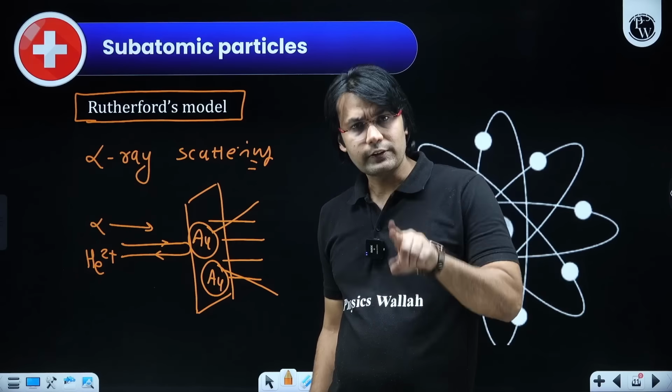S subshell can be represented by one square box. P can be represented by 3 square boxes because it has 3 orbitals. D can be represented by 5 square boxes because it has 5 orbitals, and F can be represented by 7 square boxes because it has a total of 7 orbitals: 1, 2, 3, 4, 5, 6, 7. In those square boxes, electrons are filled with the help of arrows. Electrons are represented by arrows, and we always use Hund's rule and Pauli exclusion when we distribute electrons in the orbitals.